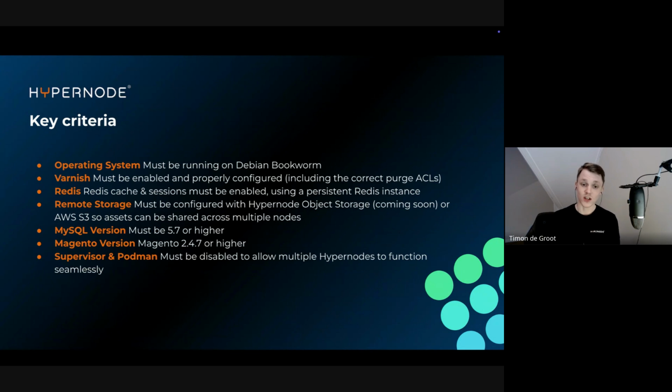We also set a requirement for the Magento version. That's Magento 2.4.7 or higher. We just need to set some kind of version baseline to make sure there's no surprises there. And for now, we have also set that supervisor and podman services or processes will not be allowed. This is because we need to fine-tune this experience when you make use of this. So if you do have to use this, please be patient while we roll out a solution to also support this.